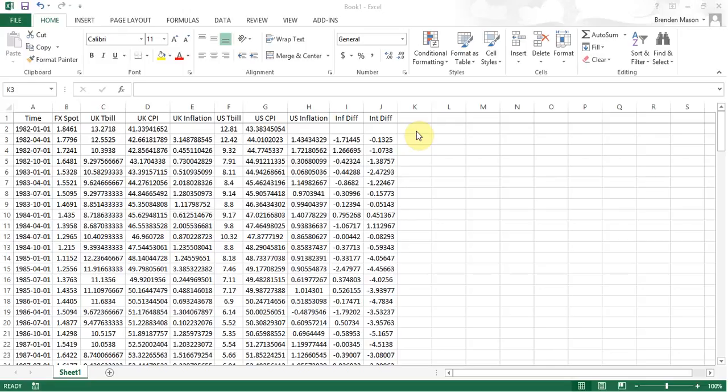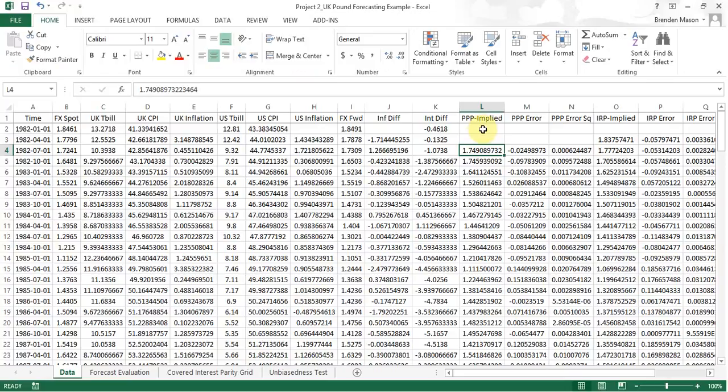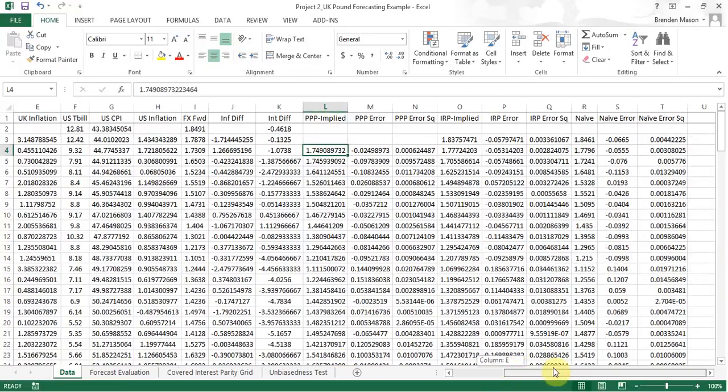Okay, so in this clip, we'll go through how to create the actual forecasts. It's kind of the bread and butter of the project.